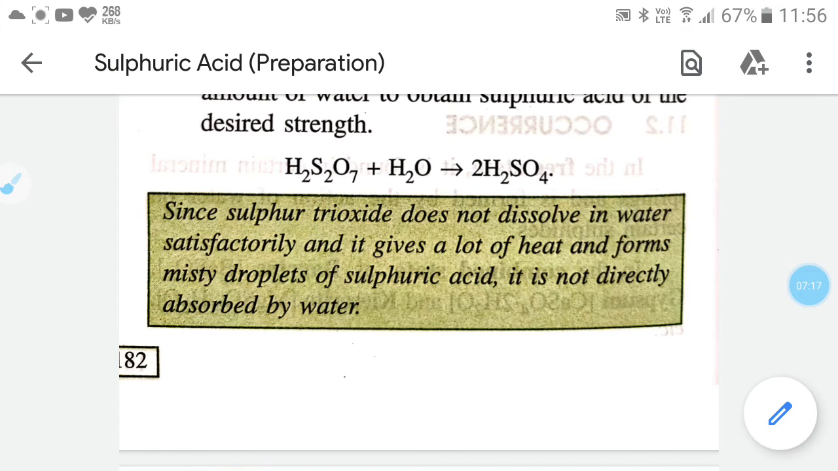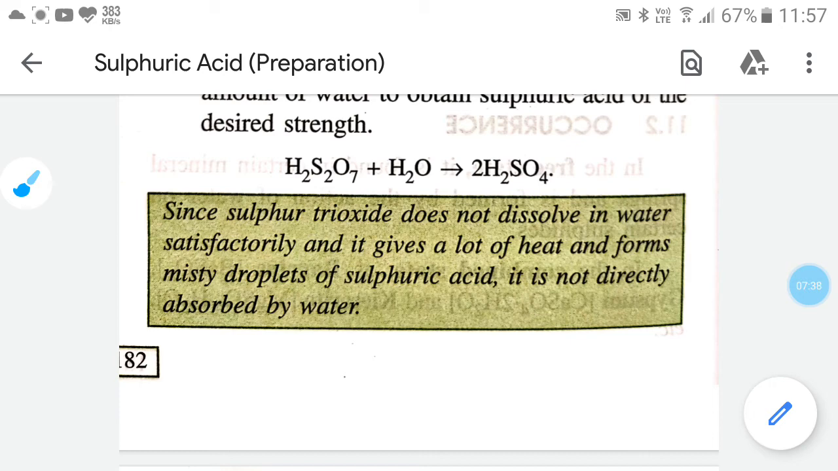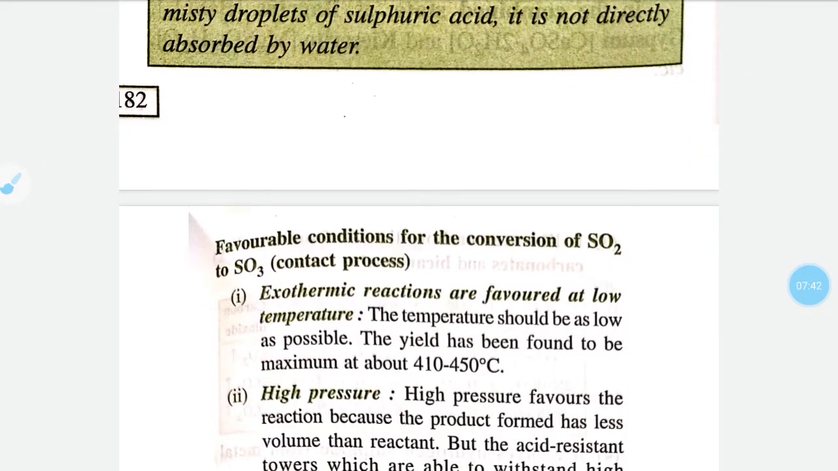But we could have dissolved sulfur trioxide in water alone to form sulfuric acid, but this is not feasible because it is highly exothermic, and what happens is that it forms misty droplets of sulfuric acid, and it is not directly absorbed by water. It's very hard to collect it, so we don't mix sulfur trioxide directly with water.